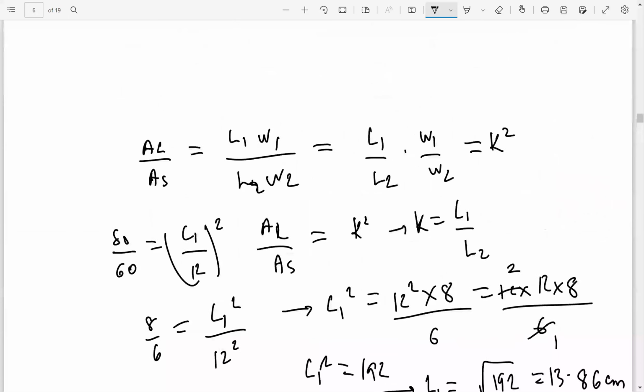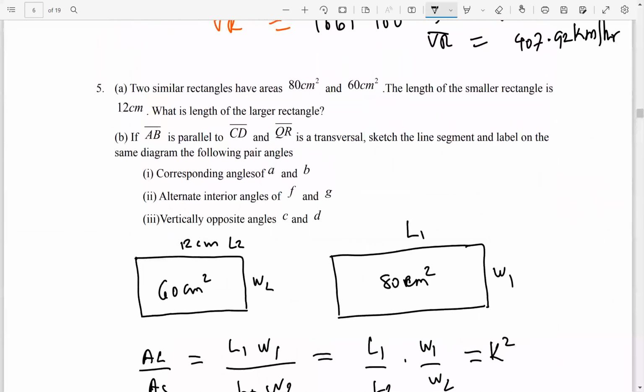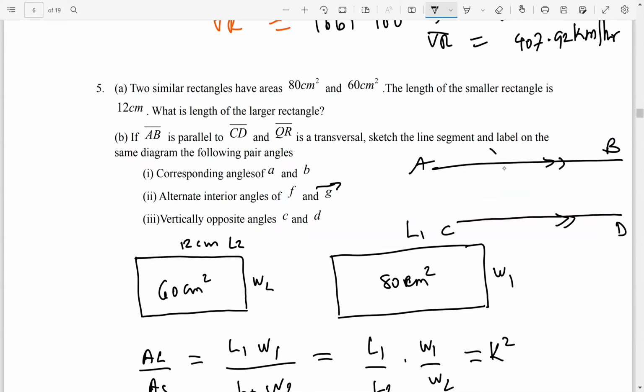We go to part B. If AB is parallel to CD and QR is transversal, sketch a line segment and label on the same diagram the following pair of angles. So we're going to sketch it here. You are given AB is parallel to CD. And we have a transversal line that is QR.